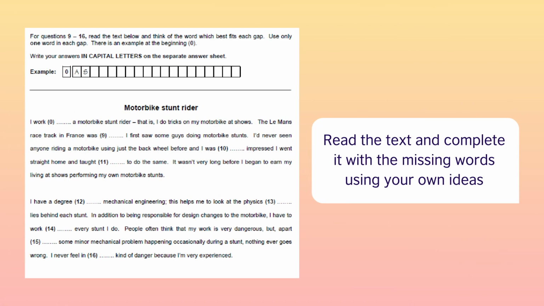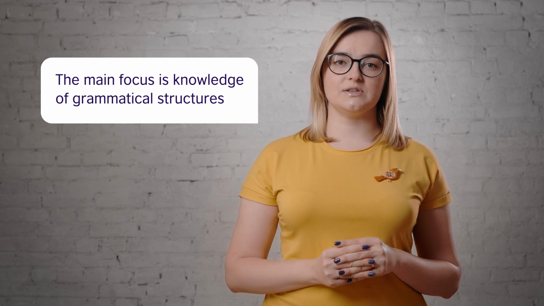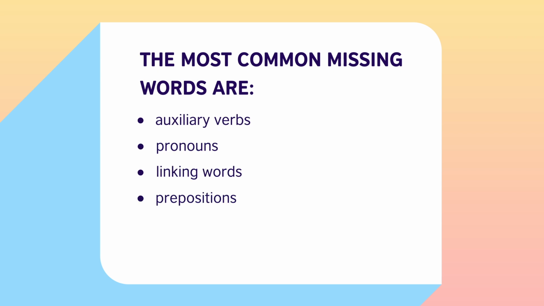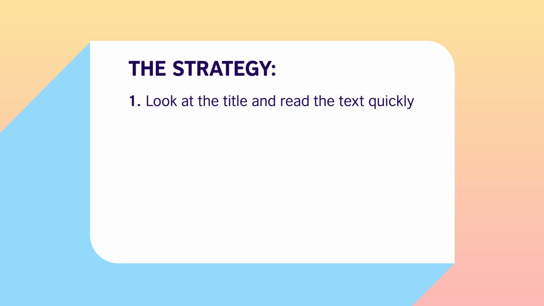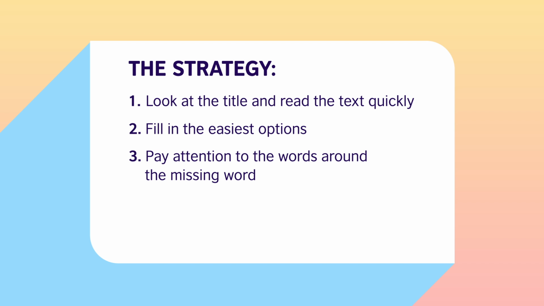In this task, the test takers are required to complete the text with the missing words using their own ideas. The main focus here is testing their knowledge of grammatical structures. The most common missing words here are auxiliary verbs, pronouns, linking words, prepositions, question words, and time expressions. So, where to start? Ask your learners to look at the title and read the text quickly. One of the strategies here can be choosing the easiest options and/or options they are sure about to use their time wisely. Another strategy is paying attention to the words that are around before and after the missing word. This can help guide them in terms of choosing the correct options.